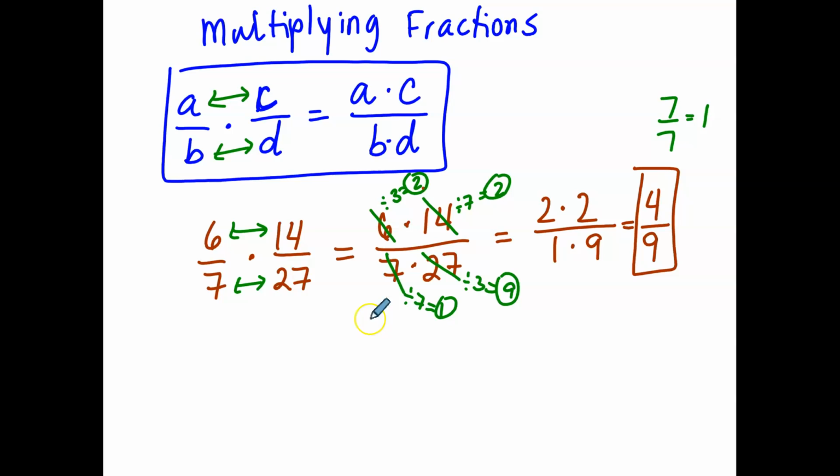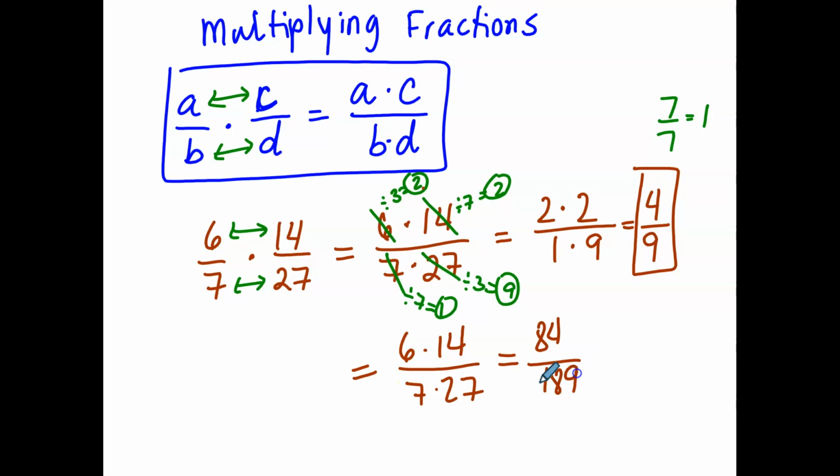And if you did not see that we can reduce it right at the beginning, we would be multiplying 6 times 14, it's 84, 7 times 27, 189, and then we would need to look for common factors to reduce 84 and 189. The first common factor that would come to mind would be 3. Remember, always check 2, 3, 5, 7, 11, the first prime numbers. 84 is divisible by 2, but 189 is not divisible by 2.